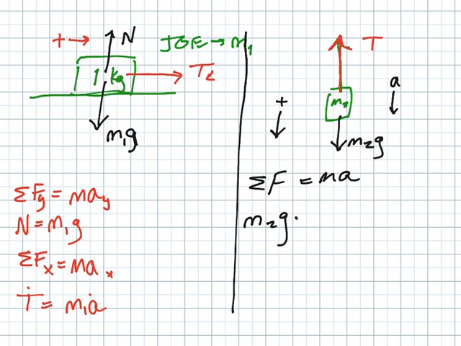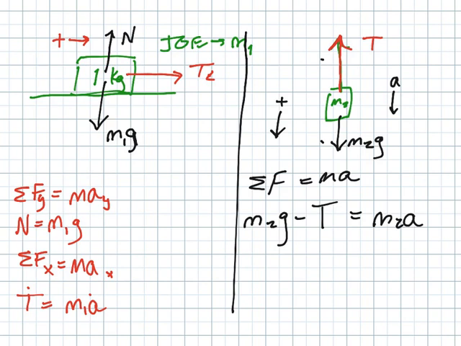M2G minus T equals M2A. It's Newton's second law. There are two forces here, and the net force is their difference in this case. They point in opposite directions, so I get the net force by subtracting them.